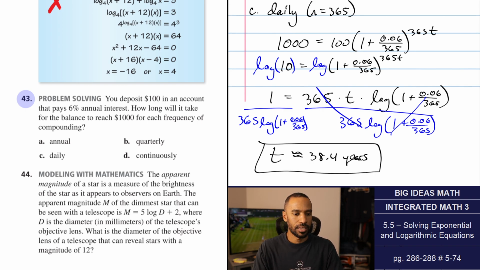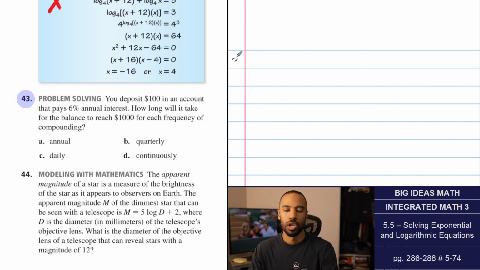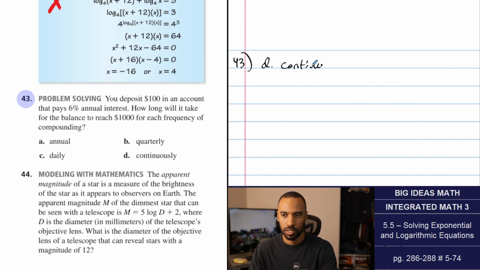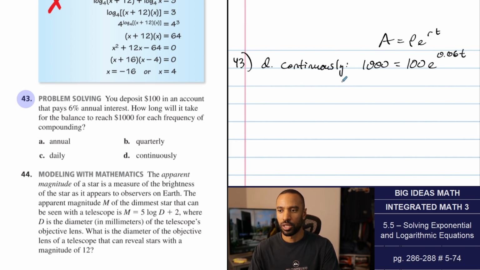The last one is continuously. So this is where we're going to make n be infinity. Kind of, not really. I'm actually just kidding. We're going to do, this is number 43 still. This is where we're going to use Pert. So part D, continuously compounded interest. So this is A equals PE to the RT. All right, 1,000 equals 100 times E to the 0.06t. A little bit cleaner looking.